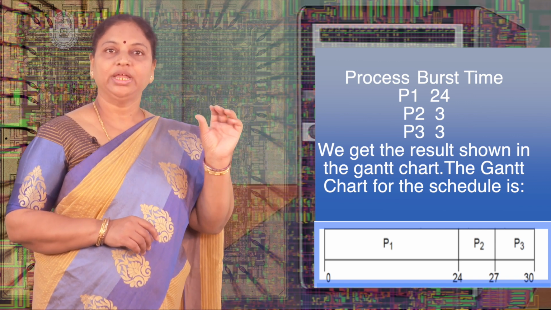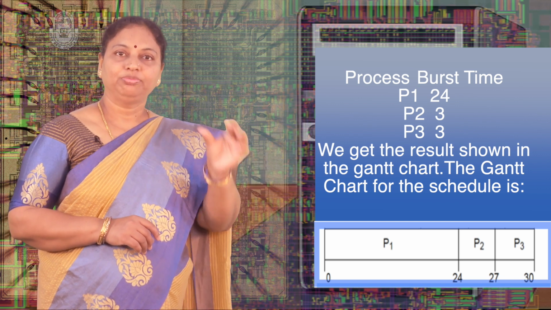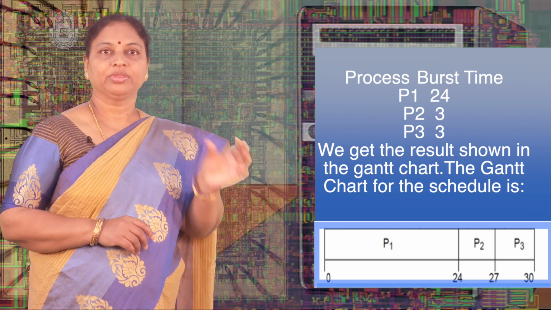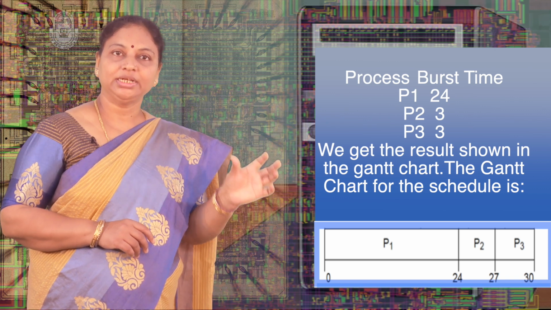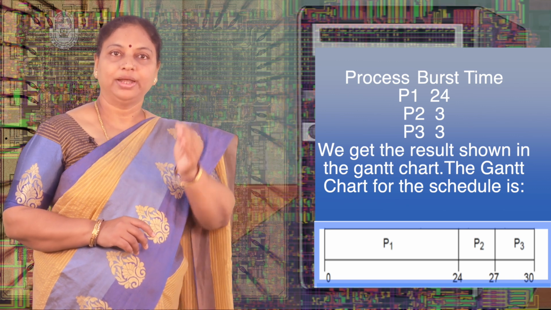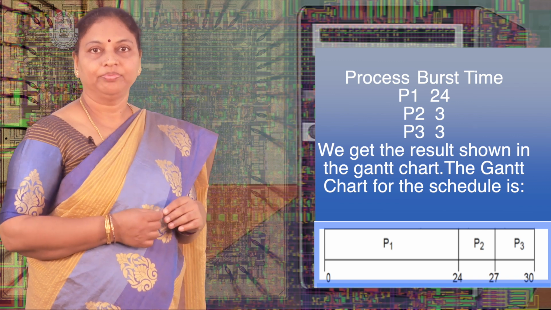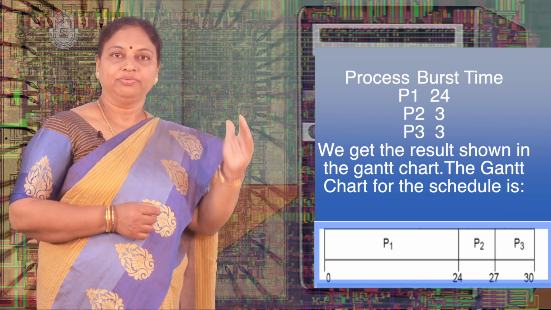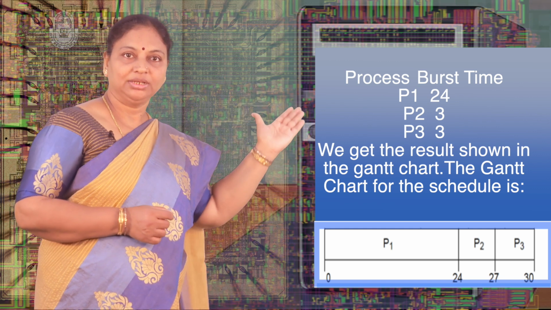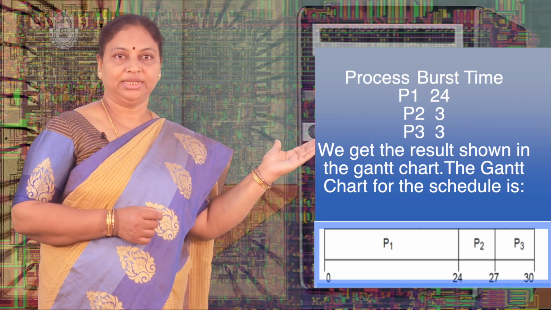So for P2, waiting time is 0. For P3, after completion of P2, P3 is taken up. For P3, the waiting time will be 3. Whereas for P1, the waiting time will be 6, which is nothing but the process time of P2 and P3. So after completing P3, P1 is taken up. Here the average waiting time is reduced to 6 plus 0 plus 3 divided by 3, which is 3 milliseconds.